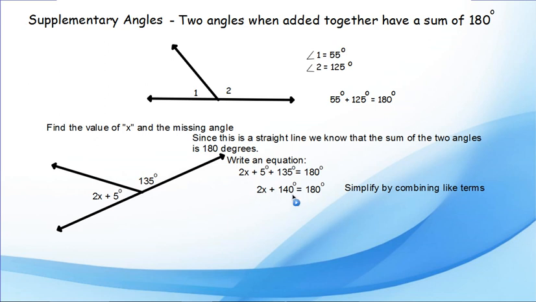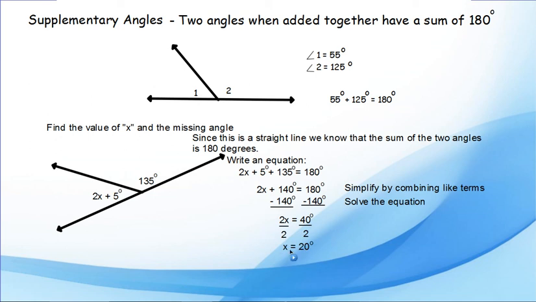Now, this is a two-step equation, so we need to isolate the variable, which is x. Again, we look at it as backwards order of operations. So we're looking for addition or subtraction first. We have addition right here, so the opposite of that is subtraction. I'm going to subtract 140 from both sides, and I'm left with 2x equals 40 degrees. Now, one-step equation, divide both sides by 2, so x equals 20 degrees.